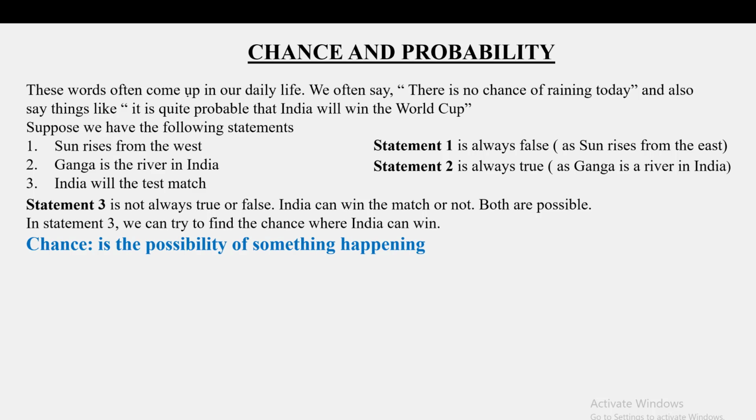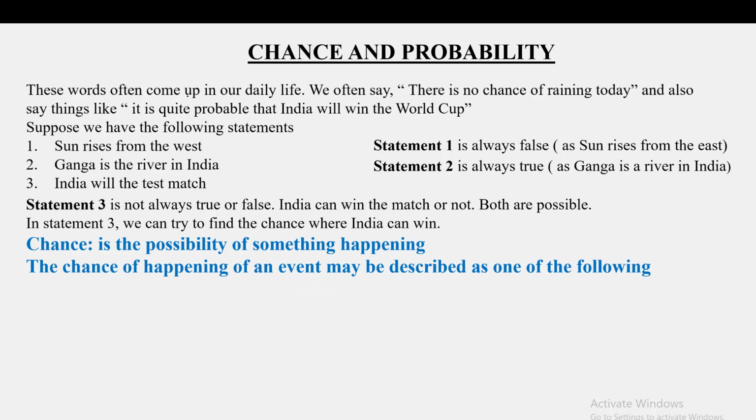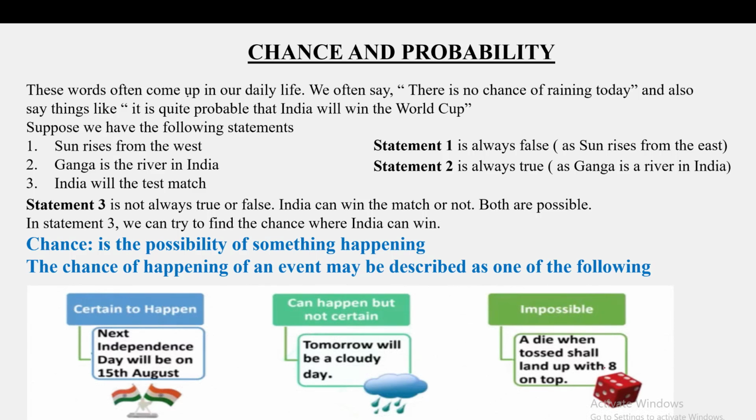Chance is the possibility of something happening. The chance of an event happening may be described as one of the following. The next Independence Day will be on 15 August. As we know, Independence Day is on 15 August. We call this an event that is essential to happen.